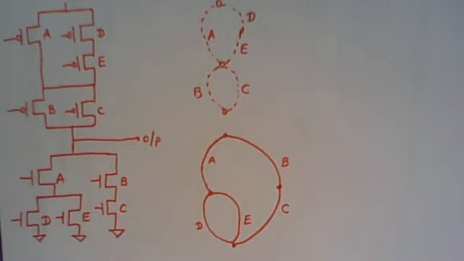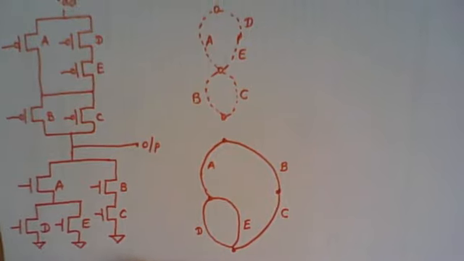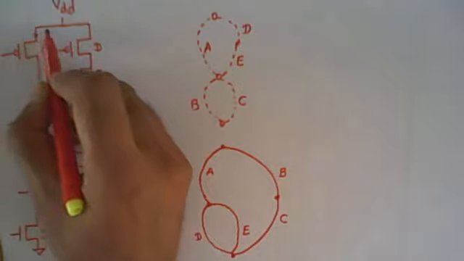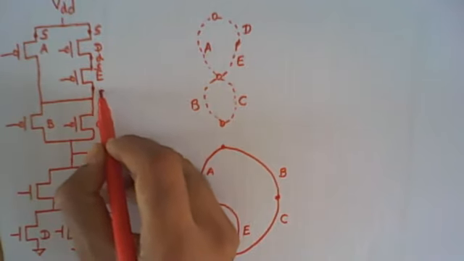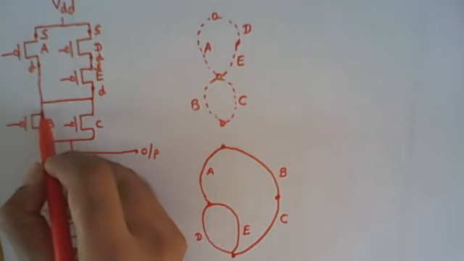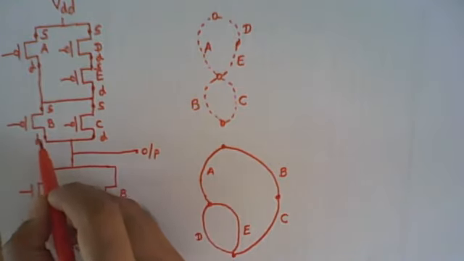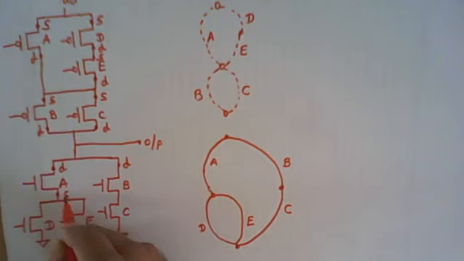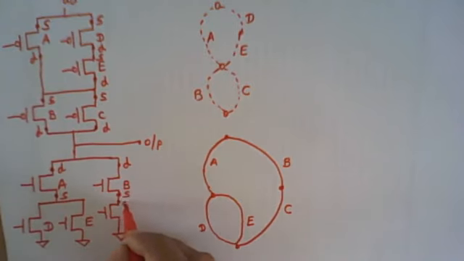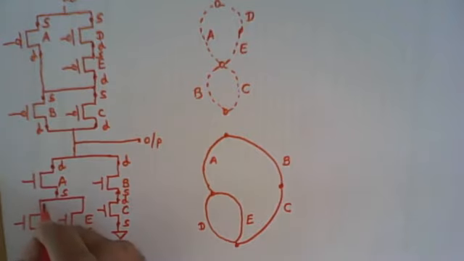Now let's try to draw a layout of this structure, right? In this PMOS, we label each terminal as source or drain: source, source, drain, source, drain, drain, source, and so on, through the source and drain terminals of every transistor.